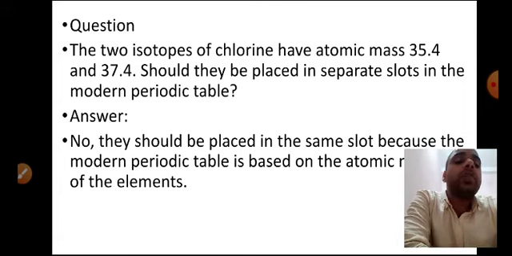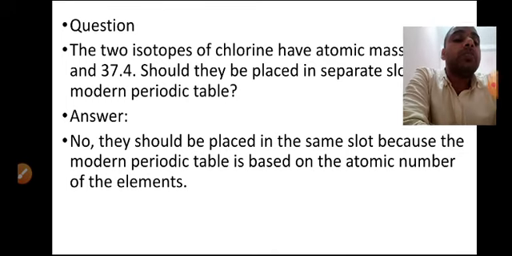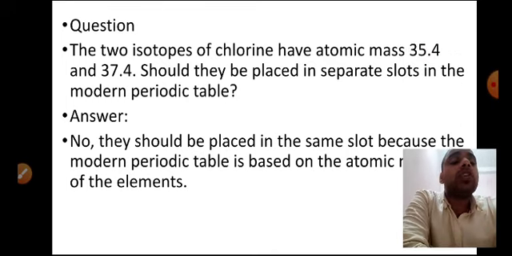So here you can say no, they should be placed in the same slot because the modern periodic table is based on the atomic number of the element and not on the atomic masses. So this you can understand. Okay, thank you.